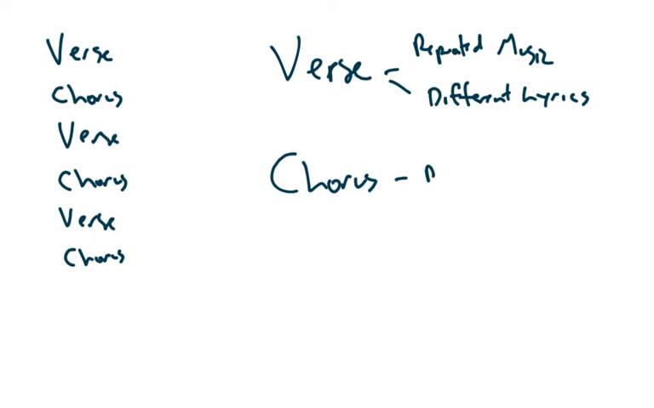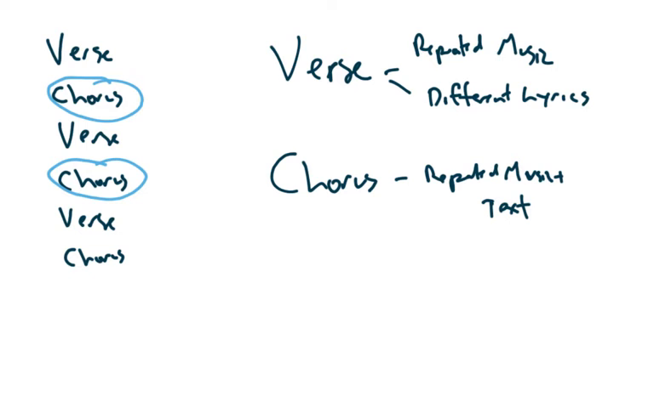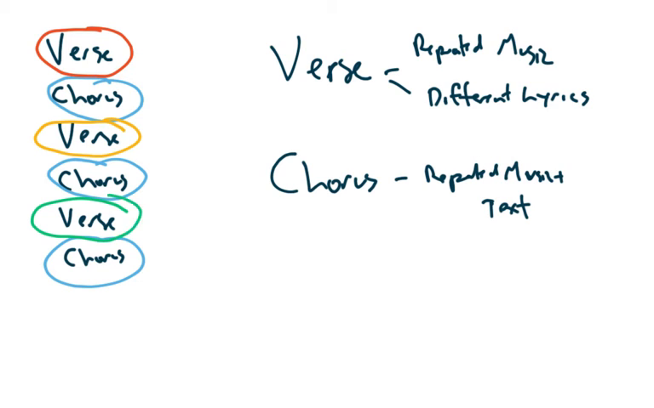Whereas with the chorus, you have repeated music and text. So every time that the chorus comes back, it's going to be the same exact music and text every time. And in fact, this is usually where the message of the song or the hook of the song tends to show up. This is where you get the core of what the song is about. The verse, on the other hand, is going to have one set of lyrics this time, a different set of lyrics this time, and a different set of lyrics this time. And that's often where you get the story.